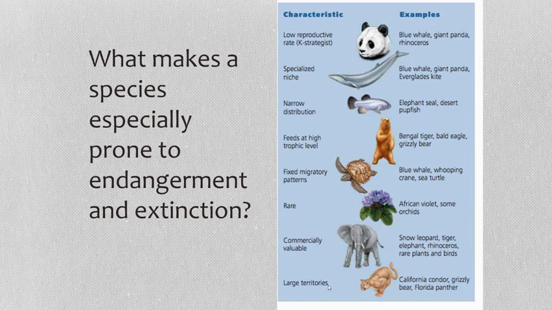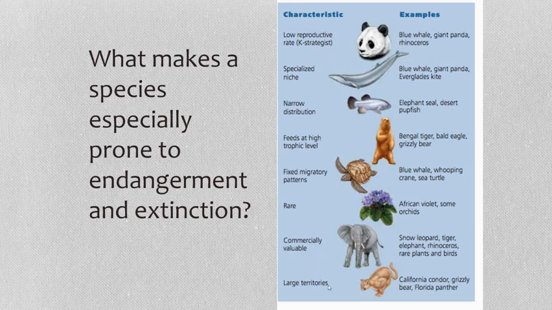If those areas are affected by pollution or other anthropogenic sources, then they may go extinct. Animals that feed at very high trophic levels tend to be affected very much by changes in the populations of animals below them, and so they can go extinct very easily or become endangered very easily. Animals that have fixed migratory patterns, if there's some sort of change that prevents them from doing their regular migration route, that can then cause them to become endangered.